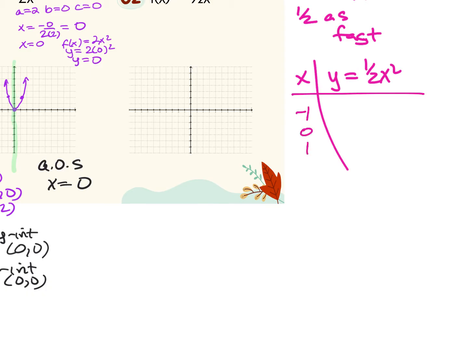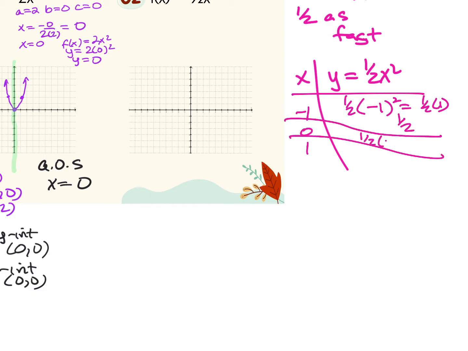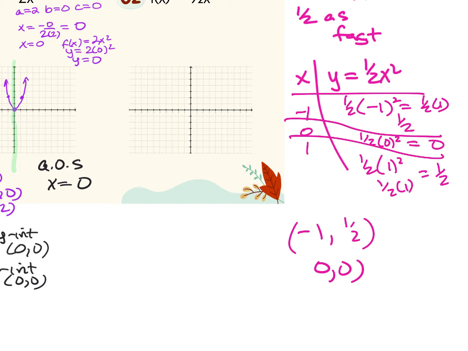So again, when it's basic like this, it's easy enough to just do this. When they get more complicated, that's when we're going to use some of the techniques coming up. So negative 1 squared is just 1. A half times 1 is a half. And then when I plug in 0, 1/2 times 0 squared is just 0. And then 1/2 times 1 squared is just 1/2 times 1, and it's 1/2. So the 3 ordered pairs I can graph are (-1, 1/2), (0, 0), and (1, 1/2).